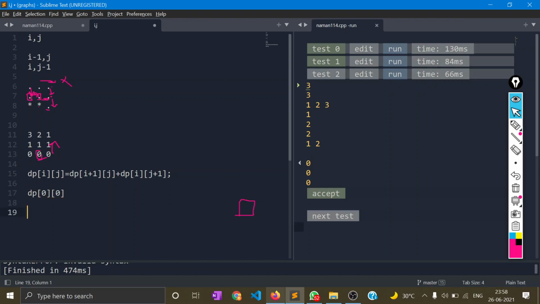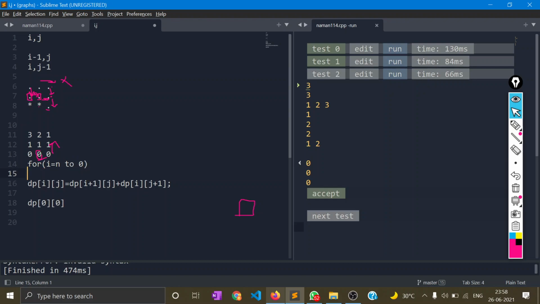We could do it the other way around as well. We can iterate from our zeros. To get this way, we have to iterate for i equal to n to 0, right? Similarly, for j equal to n to 0.